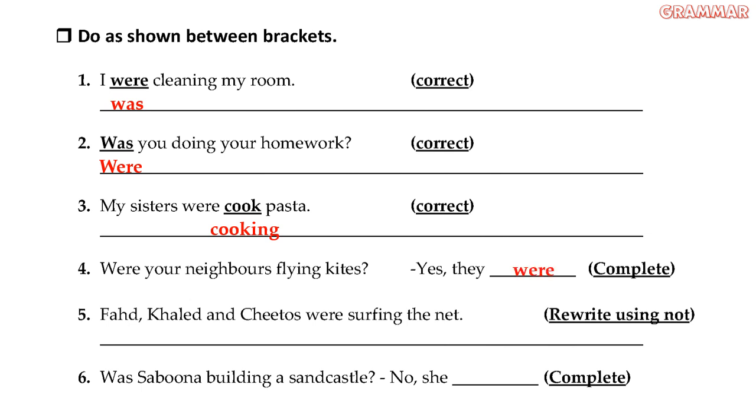Five, Fahad, Khalid, and Cheetos were surfing the net. Rewrite using not means use the negative, make negative. So Fahad, Khalid, and Cheetos were not or weren't surfing the net. Six, was Sabrina building a sandcastle? No, she wasn't. Very good.